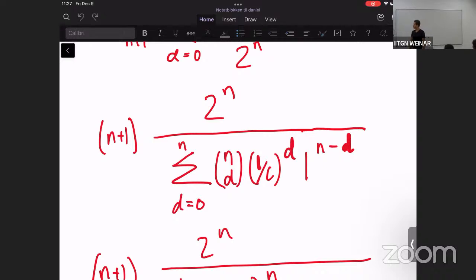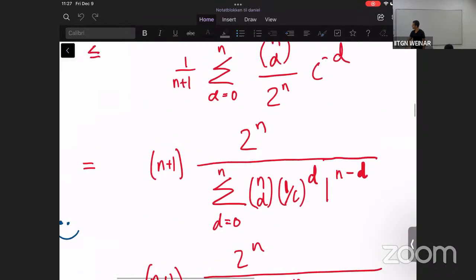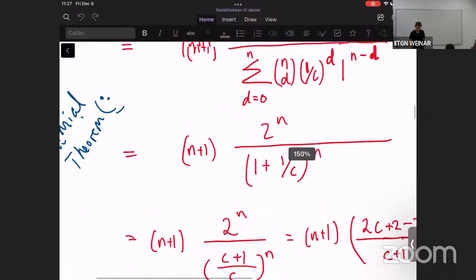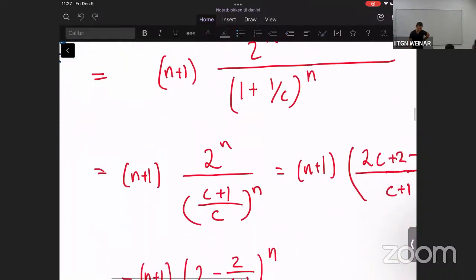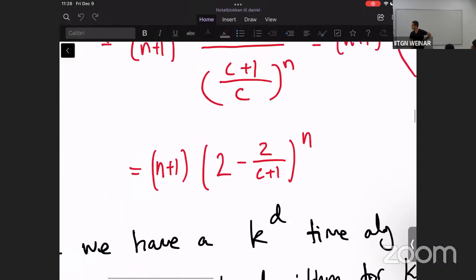Okay, so what's coming? The binomial theorem, right? So this is nothing but 1 plus 1 over c to the power n. So this ends up being n plus 1 into 2 to the n over 1 plus 1 over c to the n. And now, I just do some cleaning. Nothing interesting going on here. And I end up with n plus 1 into 2 minus 2 over c plus 1 to the power n.